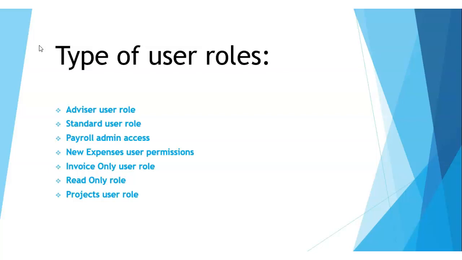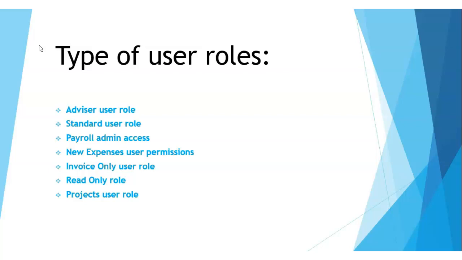Fourth, new expense user permission. New expense user permission allows employees to capture receipts and submit claims for their work expenses with their mobile devices. The user role is normally given to the employees to claim expense reimbursement. Fifth, invoice-only user role. Invoice-only user role can either create draft invoices, sales quotes and invoices, purchase orders and bills, or approve and pay for sales and purchases.